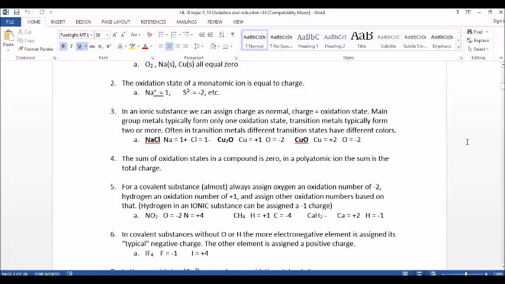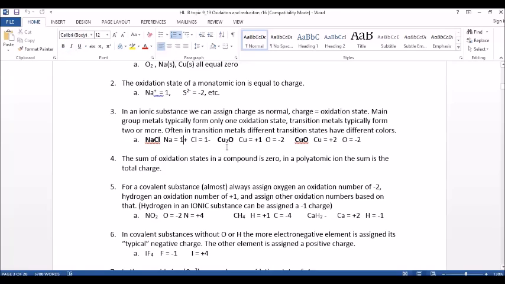Now, if you're looking at just an ionic substance, without realizing it, we've already been thinking about oxidation numbers and charges. If you're asked to find oxidation states, just figure out what the charge of the thing is, from where it is in the periodic table. So in NaCl, the oxidation state of Na is +1, and Cl is -1.